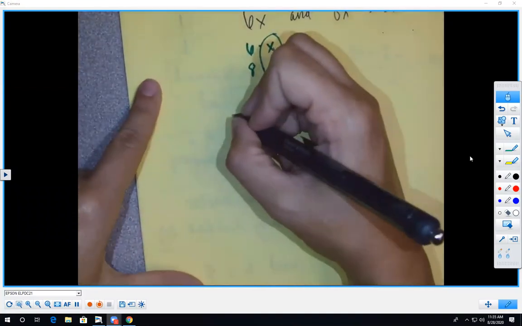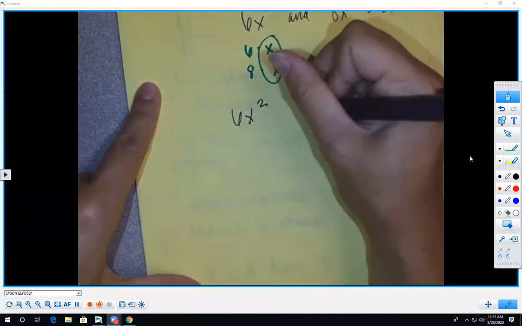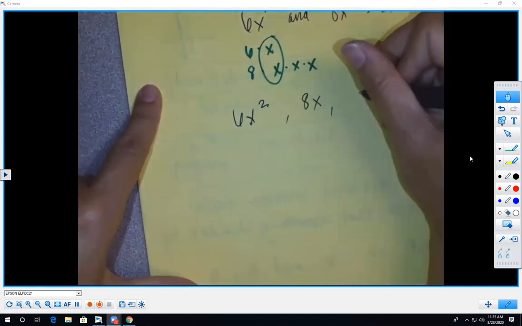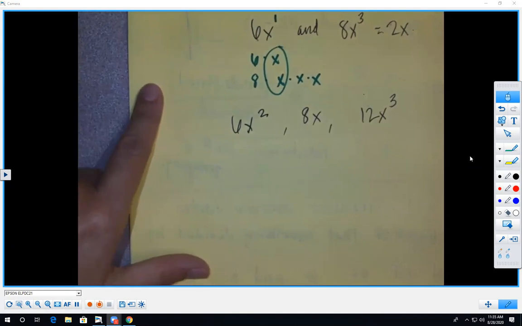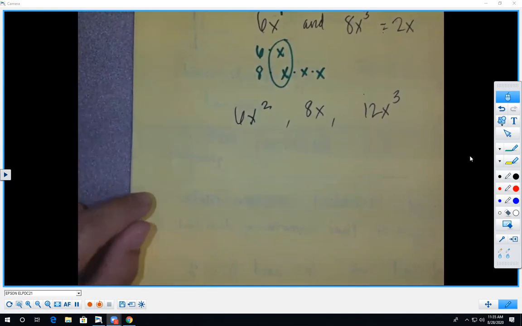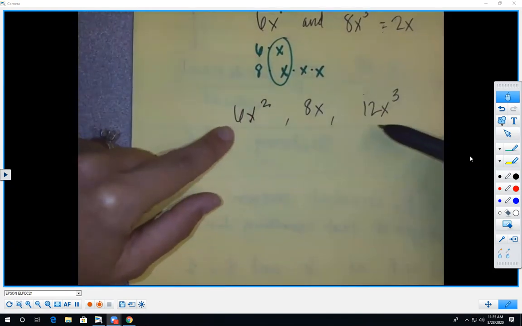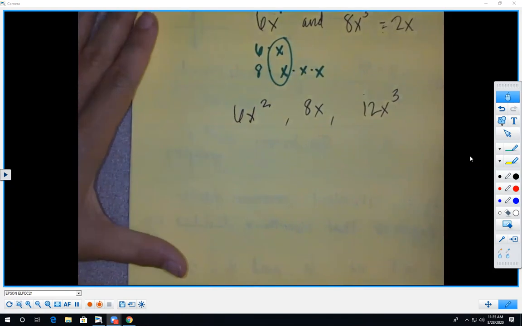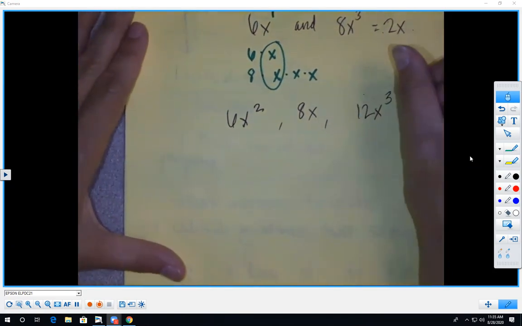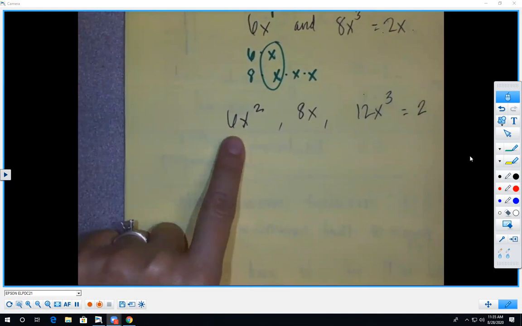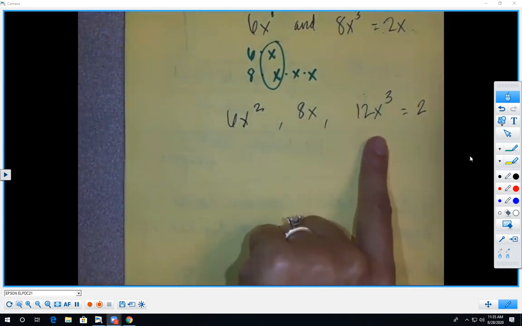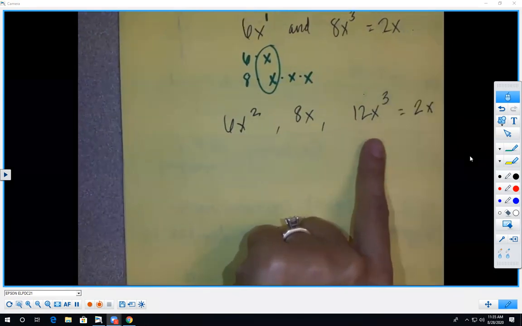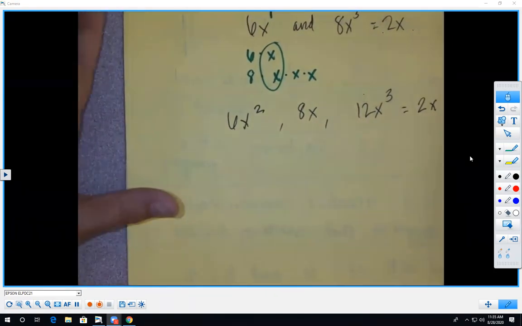Okay, what about if it was 6x squared, 8x, and 12x cubed? So 3 things this time. You start off looking at your numbers, 6, 8, and 12. What's the GCF of 6, 8, and 12? 2. The first one has 2 x's, the second one has 1x, the third one has 3 x's. What's the most they have in common? 1x. So 2x again. Does that make sense?